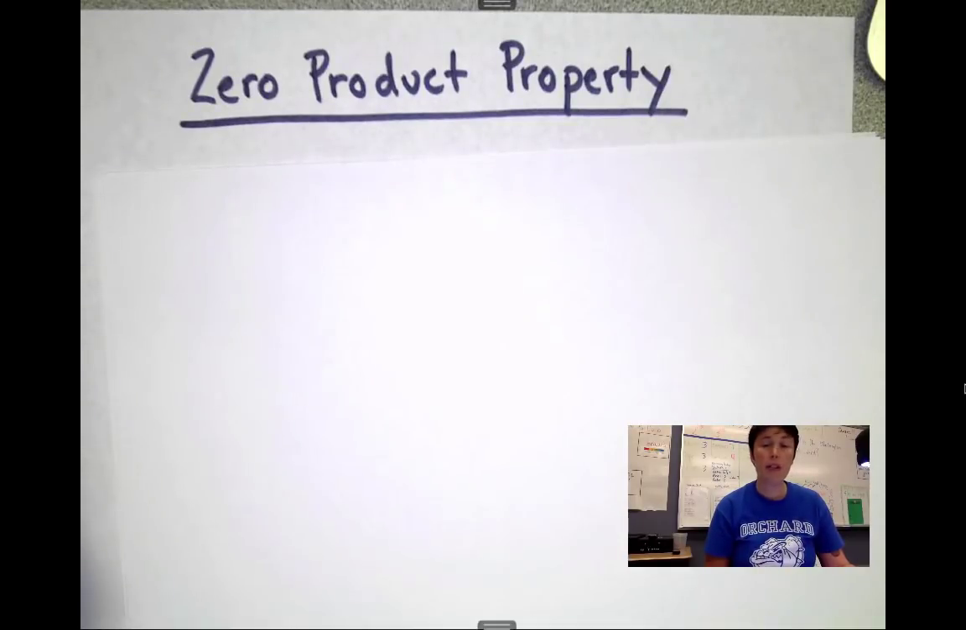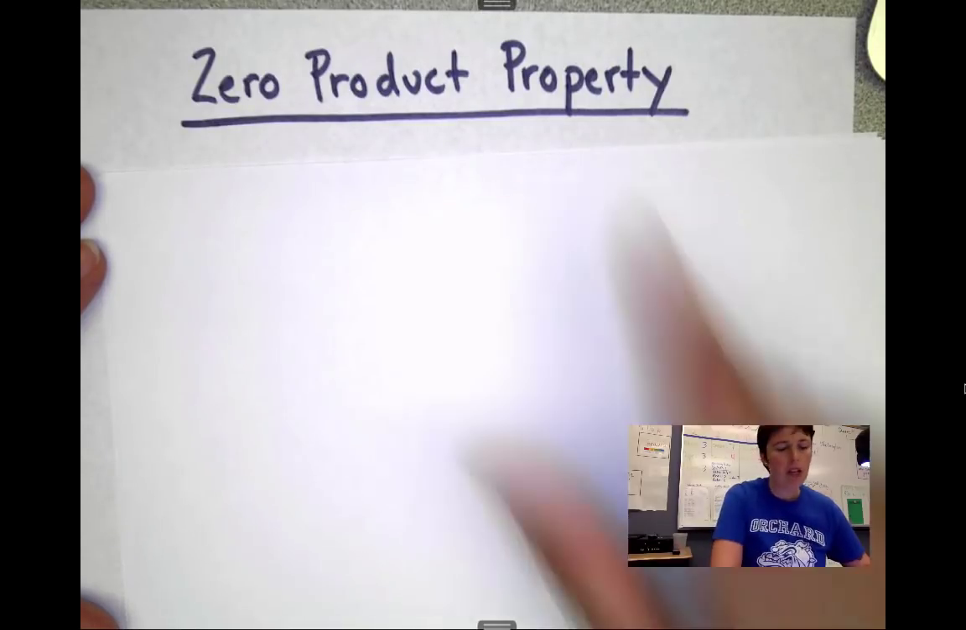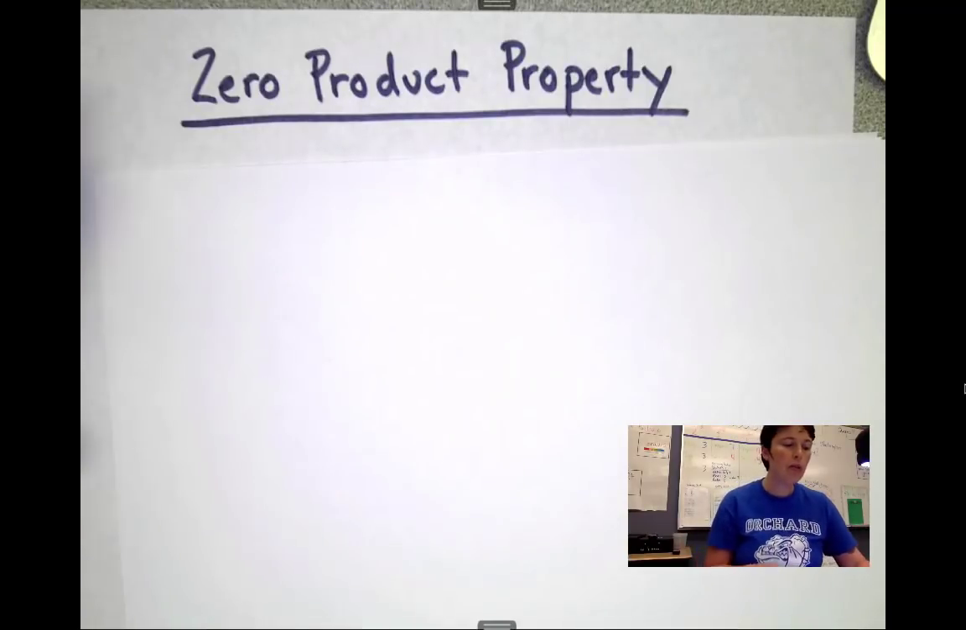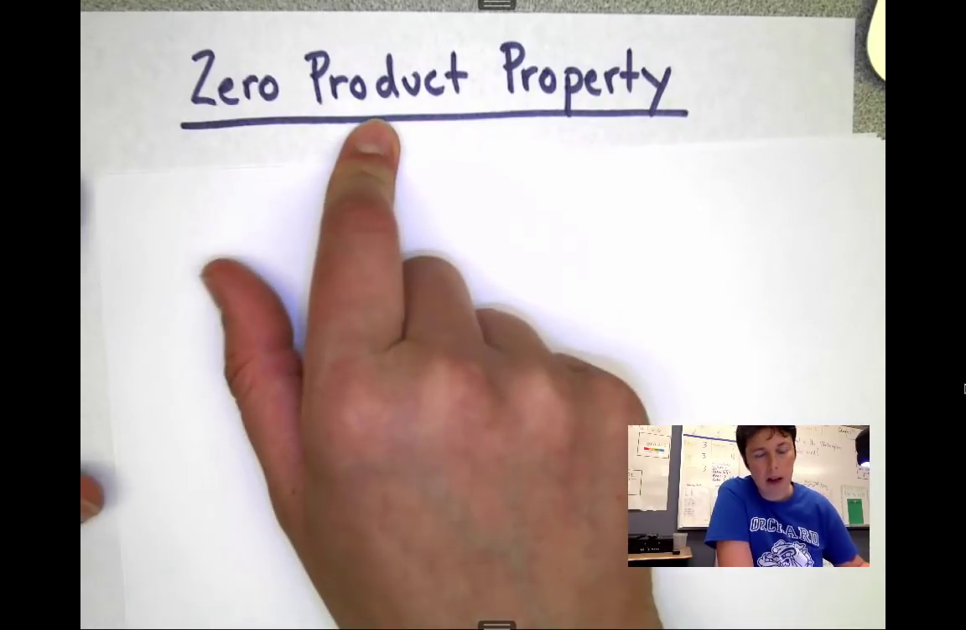Hey guys, we're going to do a couple videos here on something called the zero product property. And I'm going to try to explain what that means. So the zero product property is a rule. Property in algebra, just all that really means is we have a rule about something. And our rule involves the number zero and the product. And hopefully you know the product means to multiply.